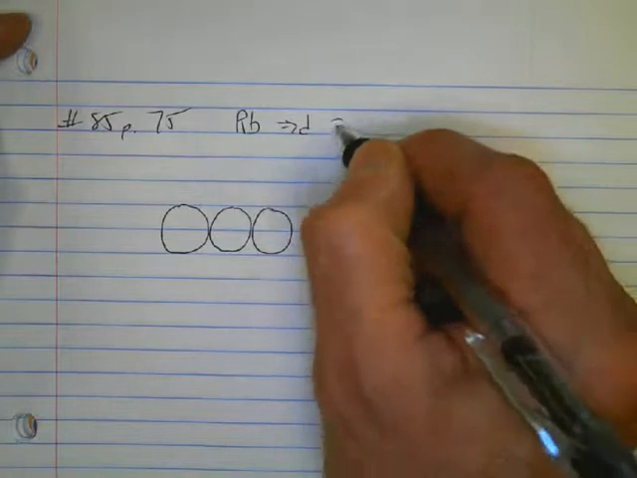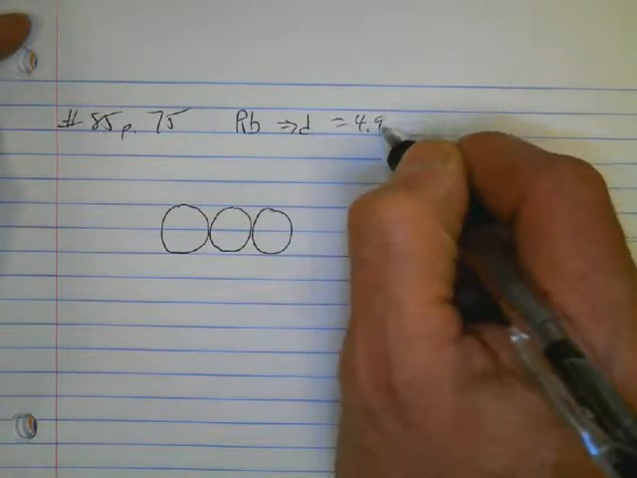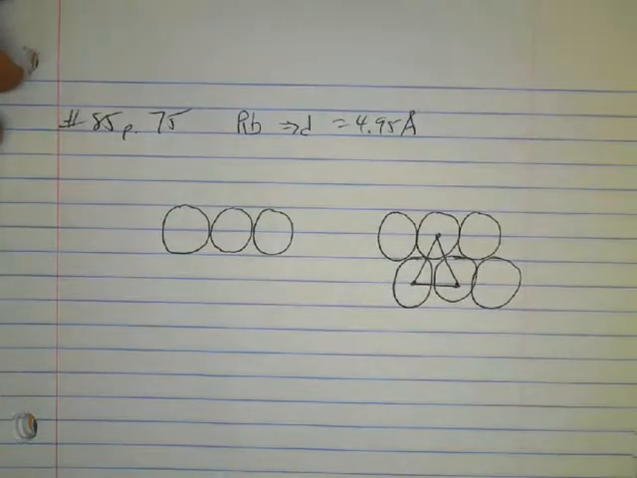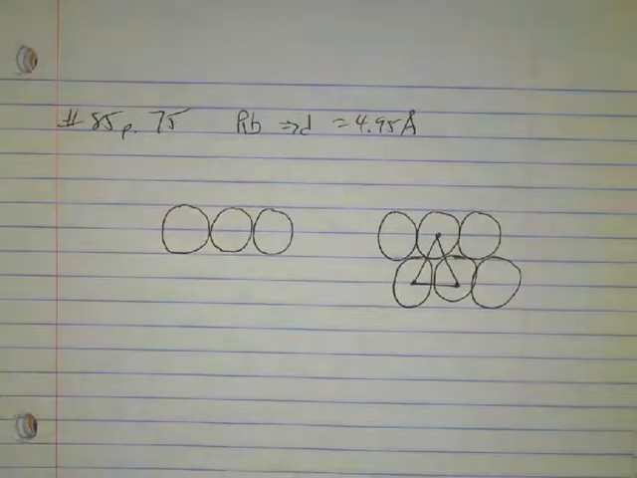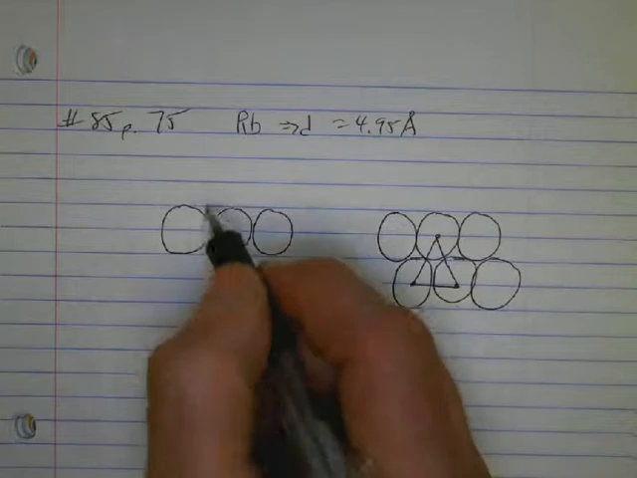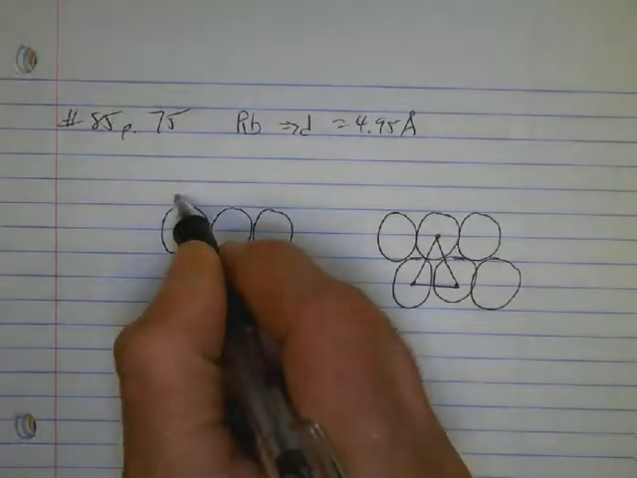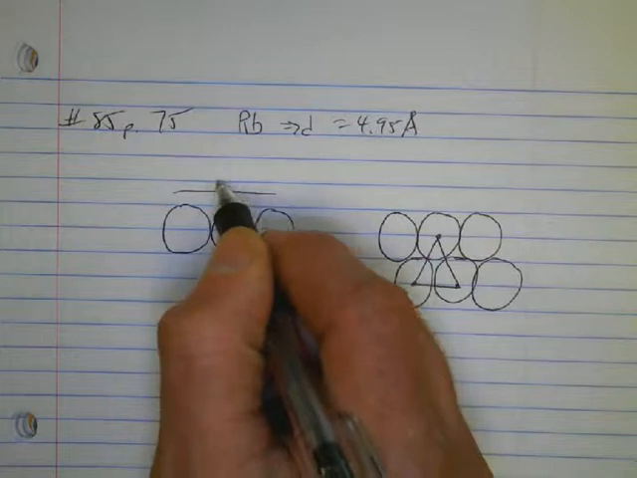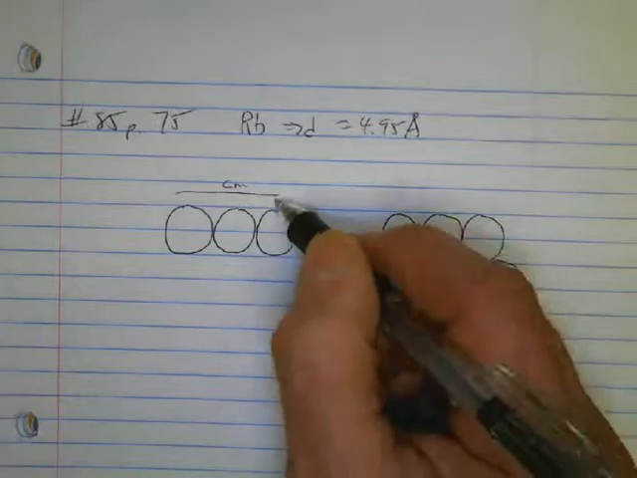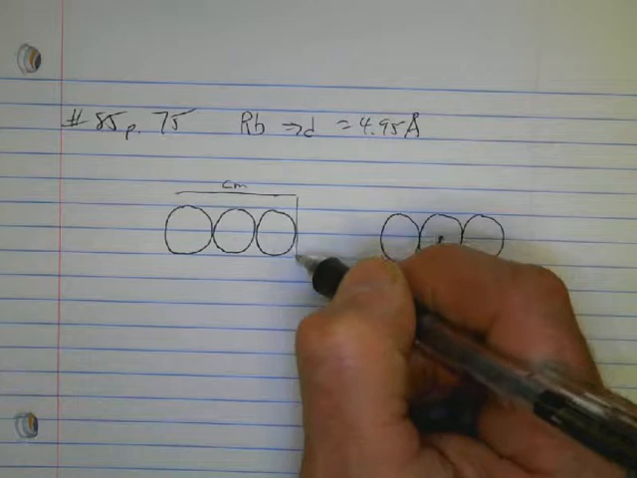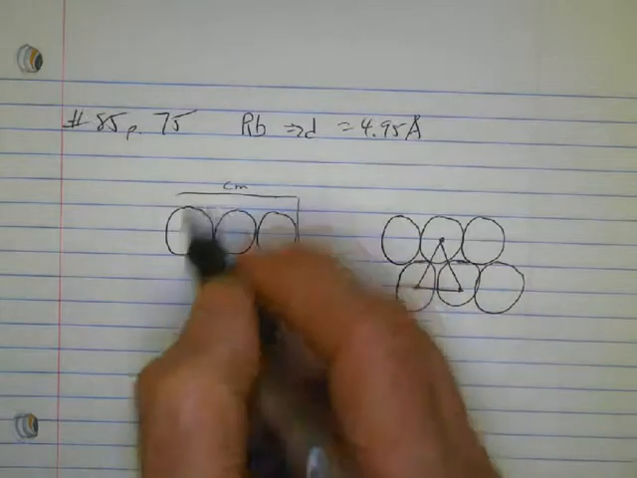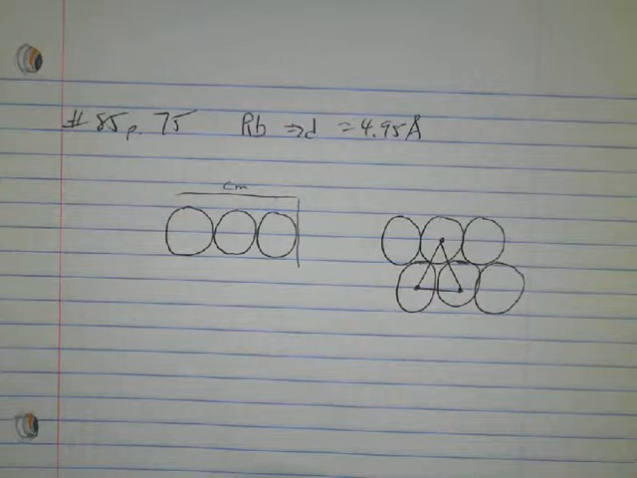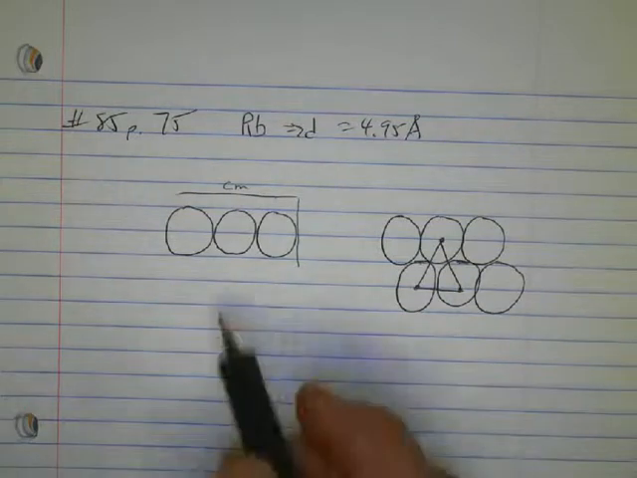So the first question is, if you were to have a 1 centimeter square, how many of these atoms could you pack on that square? Basically all you have to do is realize that it's just how many diameters you have divided into 1 centimeter. So we take 1 centimeter and divide it by 4.95 angstroms. This is part A.